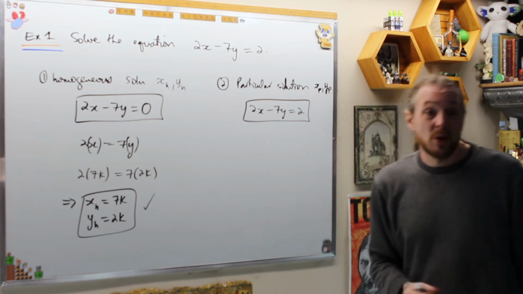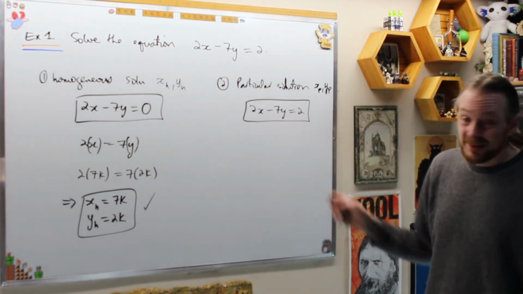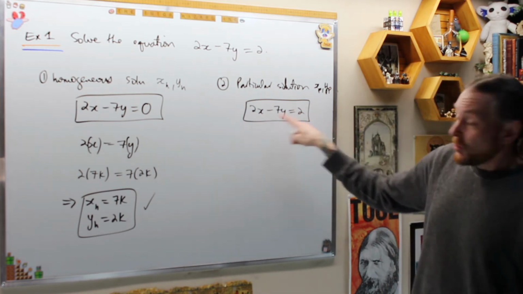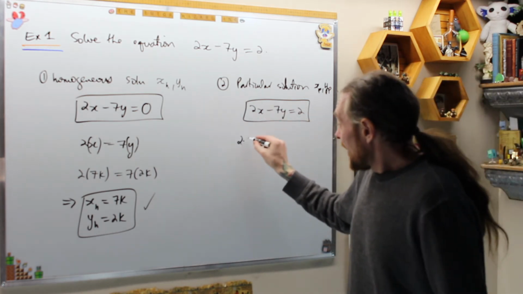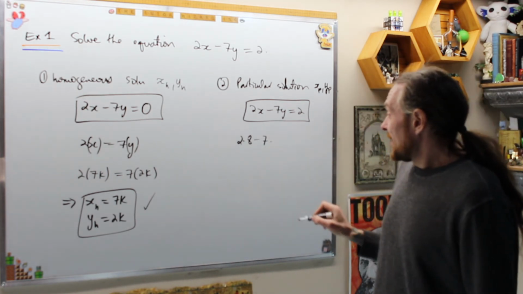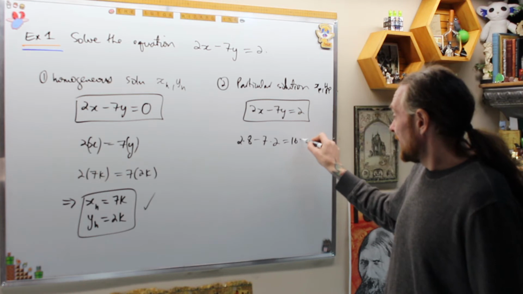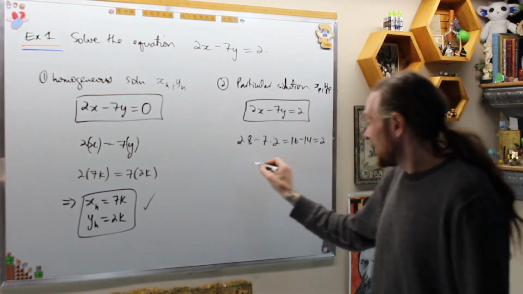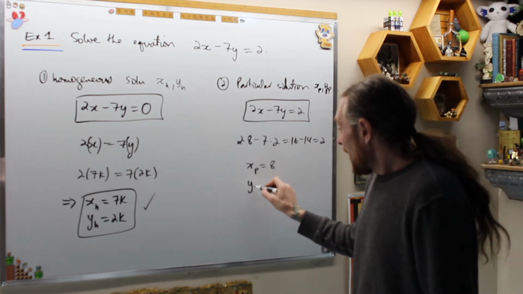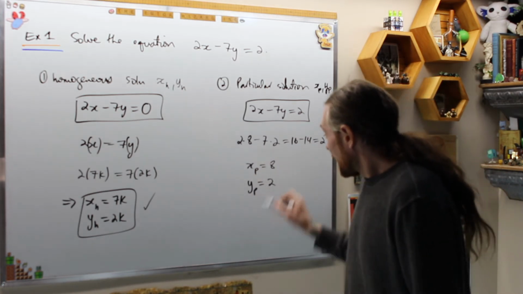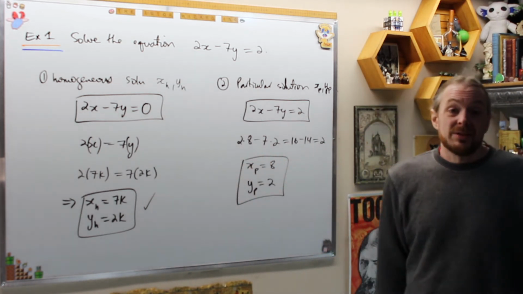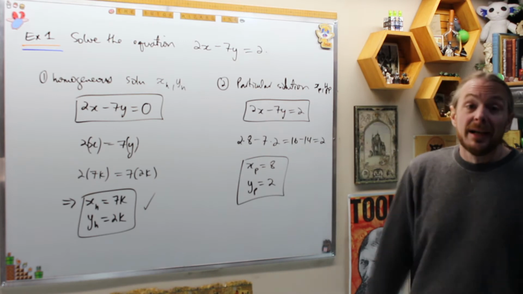Therefore, I have the general solution to the homogeneous equation. Now I need a particular solution. You can do this any way you want, beg, borrow, and steal. If you can find two numbers which make this work, then we're good. If I do 2 times 8, for instance, that is 16, minus 7 times 2, which is 14, so 16 minus 14 is 2. So a particular solution is x equals 8 and y equals 2. I found that ad hoc, essentially by brute force guessing.